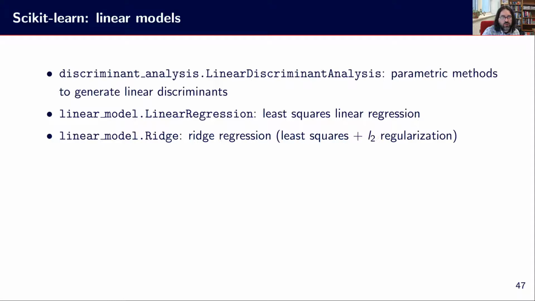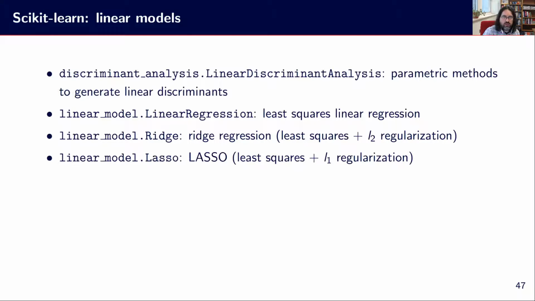We can also make use of ridge regression. So the fact of optimizing with least square plus L2 regularization, where we try to minimize the sum of the squared weight values. This is available in the function ridge. And likewise, we have the lasso. It is done with L1 regularization.